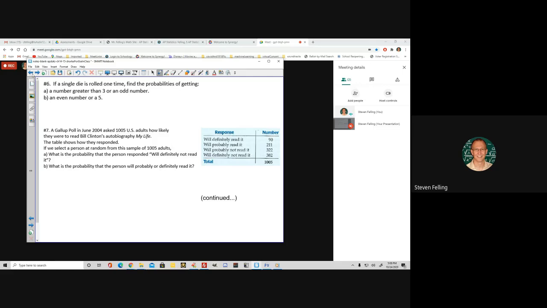Okay, let's take a look at each of these. So problem 6, this says, if a single six-sided die is rolled, find the probability of getting a number greater than 3 or an odd number. Okay, so there's a couple ways we could do that. In fact, let me bring this to another screen, so I can just work on that problem.